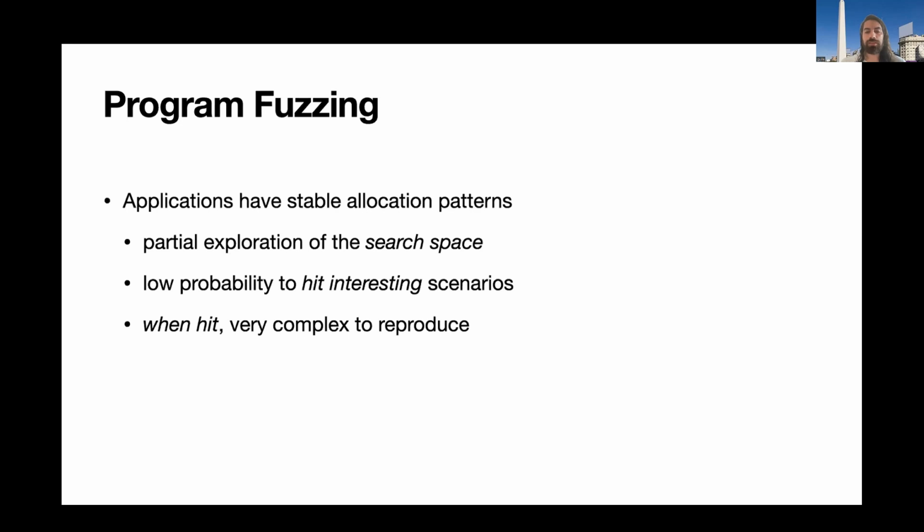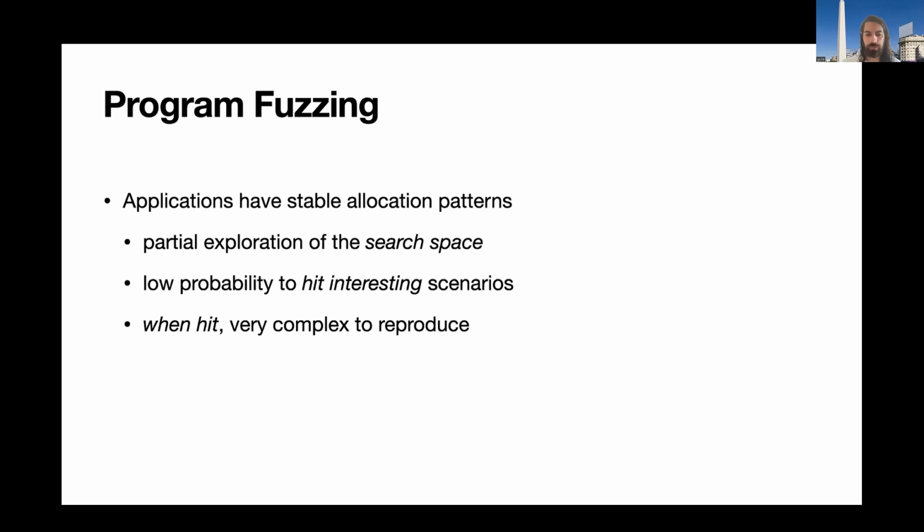If we think about garbage collector testing as a search problem, we have a partial exploration of the search space, and maybe that partial exploration is not exploring the interesting parts of the garbage collector. So it is not efficient at finding bugs. It has a low probability of hitting interesting scenarios. And when we hit one of those bugs in production, it is very complex to reproduce, because we had to do a lot of stuff until we found one of those interesting scenarios.